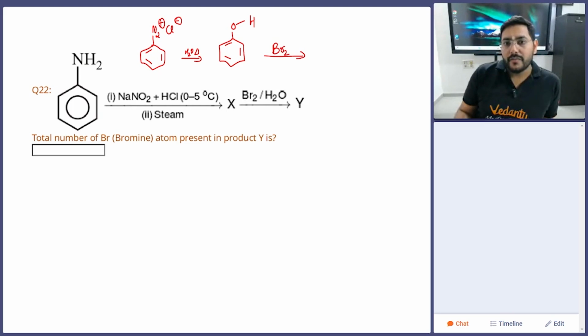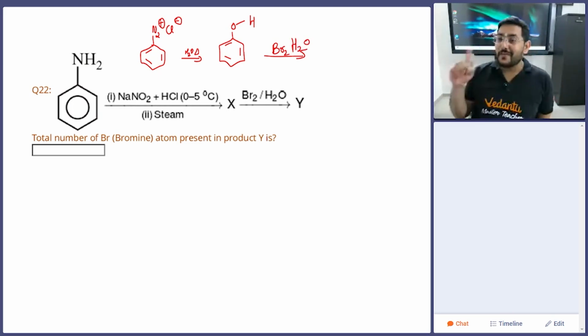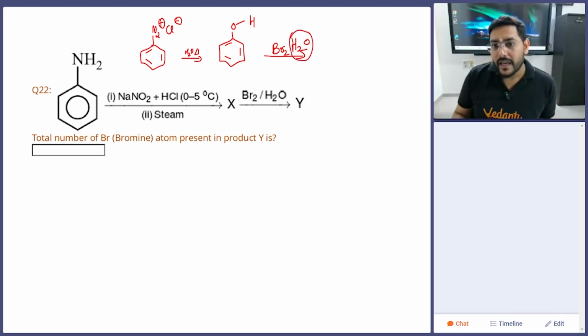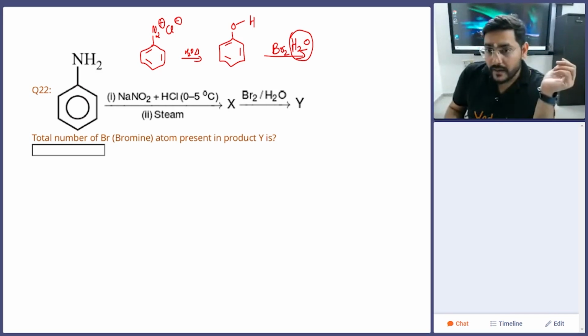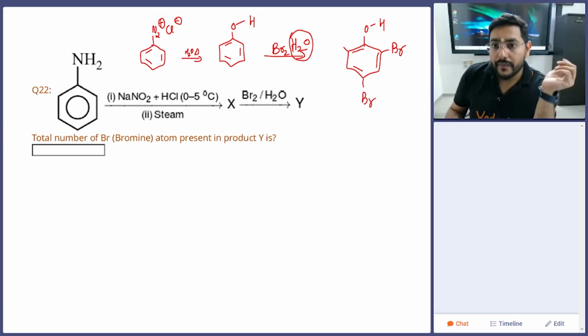Now here, Br2 and water. So here what will happen? We are going to get tri-substituted bromine. Because a polar medium is there. If the medium is non-polar, like carbon disulfide, one-time bromination takes place. Here a polar medium is there, so 3 times bromination takes place, and we are going to get tribromophenol. So here we are going to get OH, Br, Br, and Br. This is a white color precipitate.